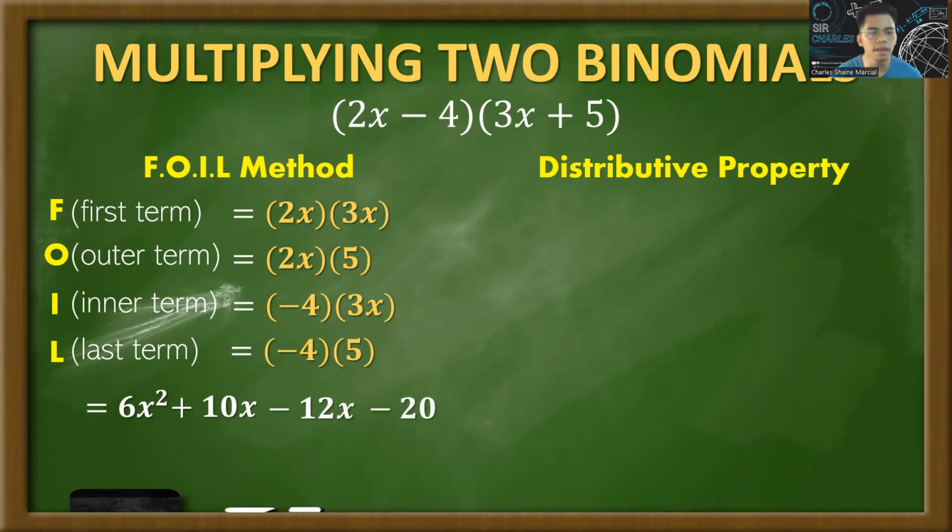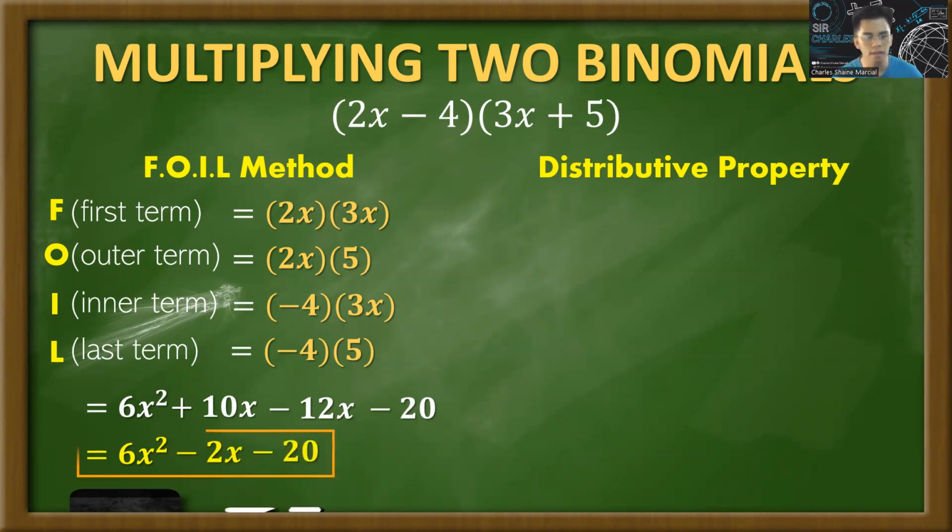Now, since na-multiply na natin lahat ng first, outer, inner, and last term, ang gagawin naman natin is i-combine natin yung like terms. Okay, bring down lang natin si 6x squared since wala naman siyang like term. Then, i-combine natin si 10x and negative 12x. I-solve natin siya. 10x minus 12x, that is equal to negative 2x. Then, bring down negative 20. So, the final answer is 6x squared minus 2x minus 20.